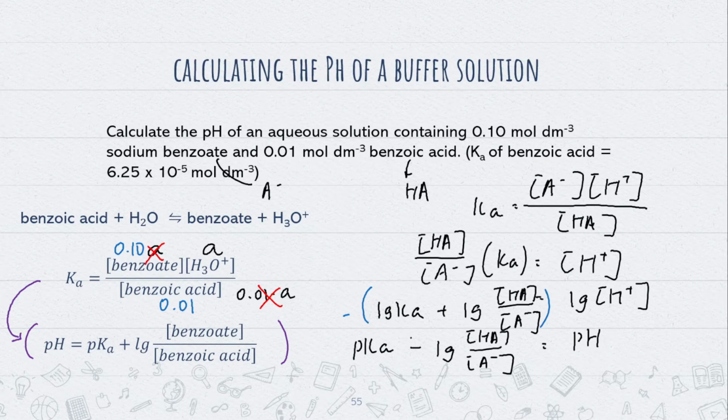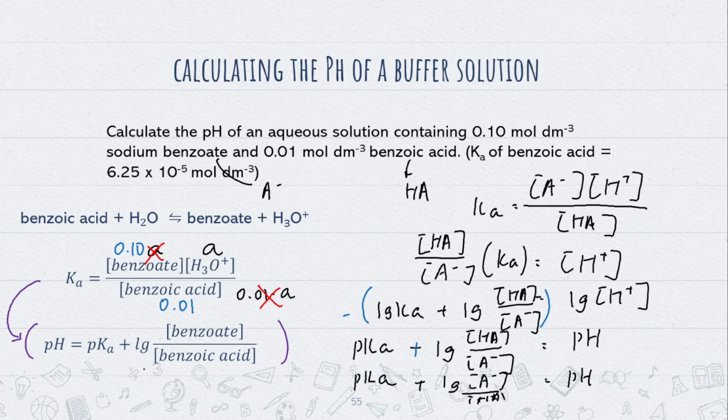And to tidy the equation up, if you want to make this a plus sign, we can just flip the fraction here. And there you go. That is how this equation is derived from your Ka expression.